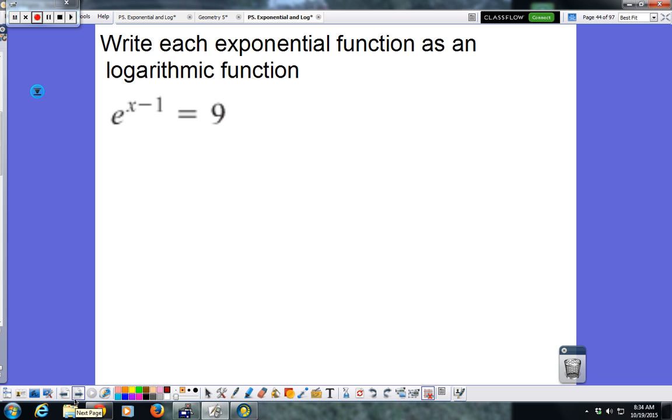Log base e. Okay, I do want to work this one. Log base e, how do you write log base e? Does anybody remember? What is log base e?